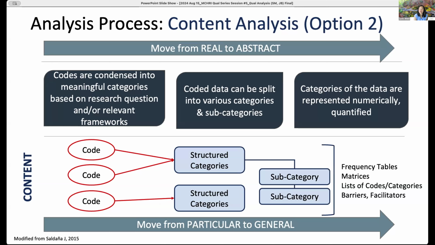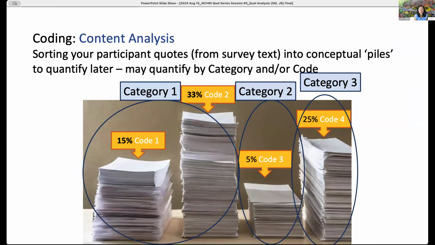And then what's really different here is that you can do that quasi-quantification, where you can start to look at the data within these categories and start to represent them in a numerical way. And so what you might have is tables that have frequencies and matrices that really demonstrate the degree to what you're seeing within the data. Okay, so similar to the other slide, you're going to have these codes, you're going to have these categories that encapsulate one or more codes, but then you also might be able to ascribe some quantifiable element to it. So this is a quantification of qualitative data.